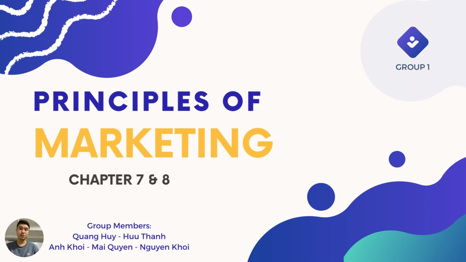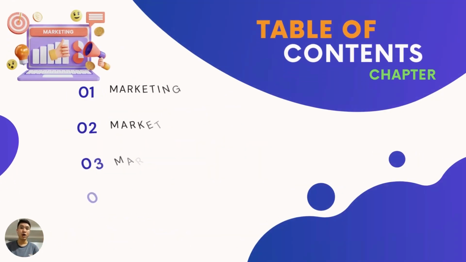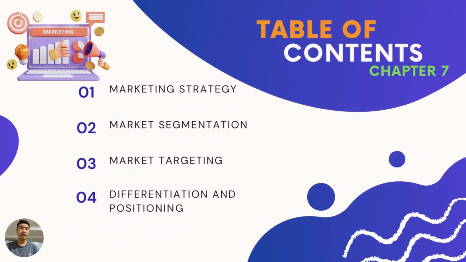And today I will briefly introduce to you guys information about chapter 7 and chapter 8 of this subject. Now moving on, the first one is the table of contents of chapter 7. In this chapter we divide it into four sections: the first one is marketing strategy, the second one is market segmentation, the third is market targeting, and the last one is differentiation and positioning.